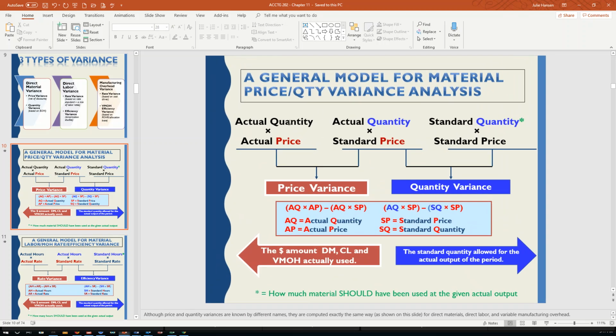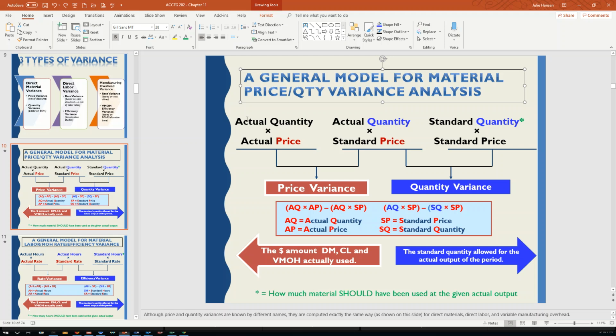So this is the general model. Here we have AQ times AP, right? Then we're going to subtract AQ, actual quantity, times standard price to come up with the price variance. Do you see how I'm going to use the actual quantity and keep that consistent, and then I'm going to take the actual price and subtract it from the standard price. Since I'm keeping actual quantity consistent between here and here, the only thing I'm comparing is actual price versus standard price.